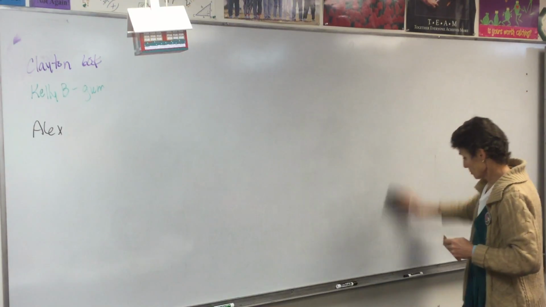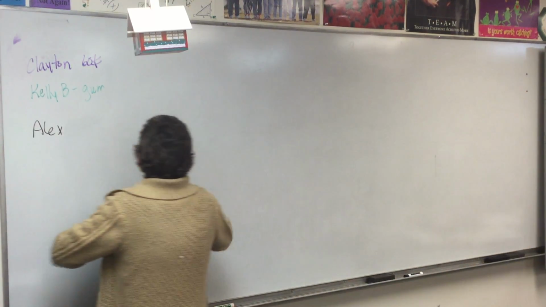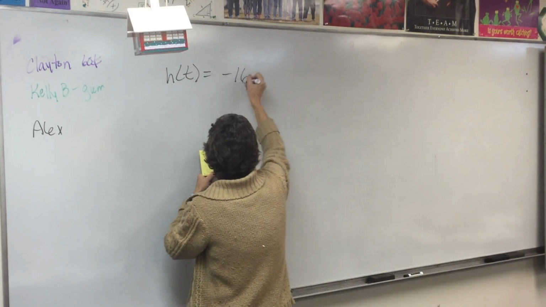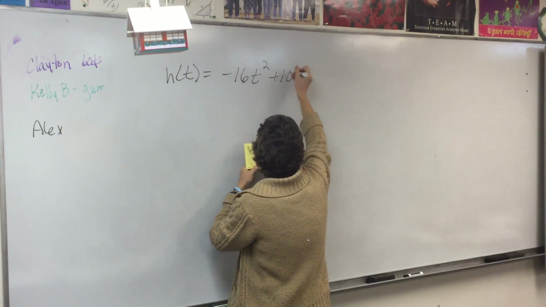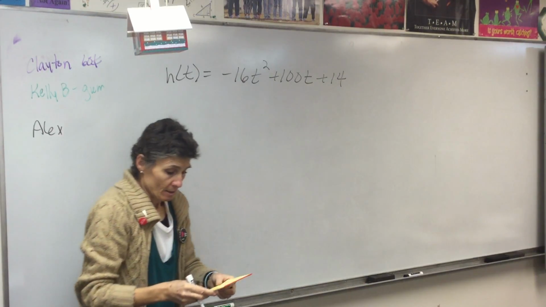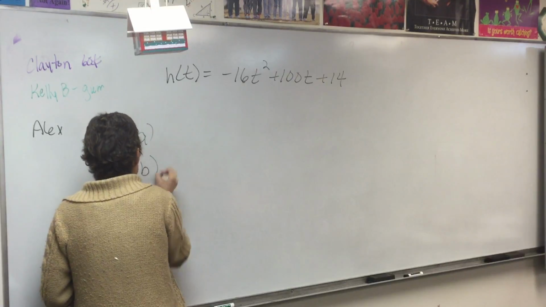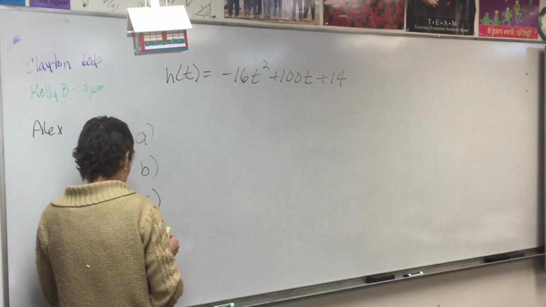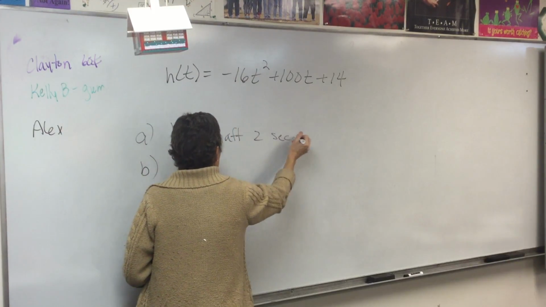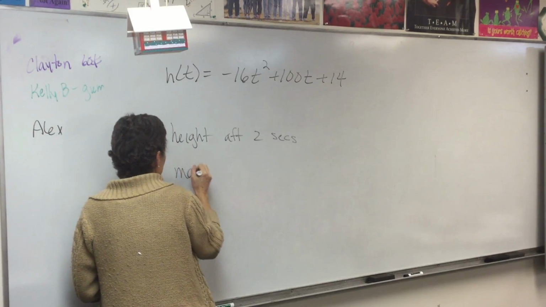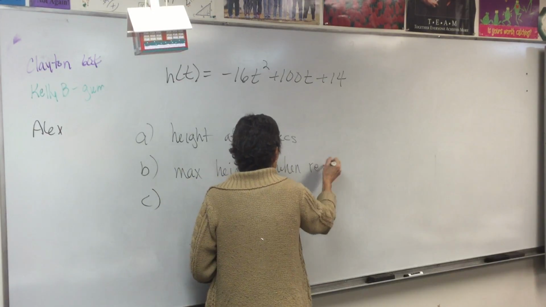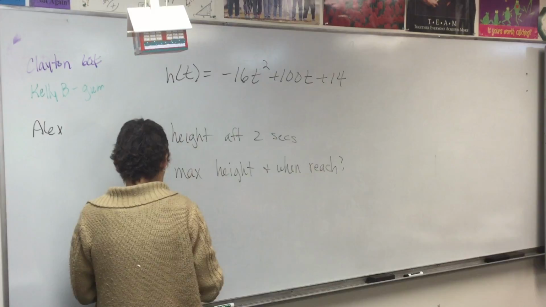A ball is thrown off the roof and its height at time t is given by this equation. Okay? This equation gives us the height. So the questions are, what's the height after 2 seconds? What is the maximum height? And when do you reach it? And when does it hit the ground?